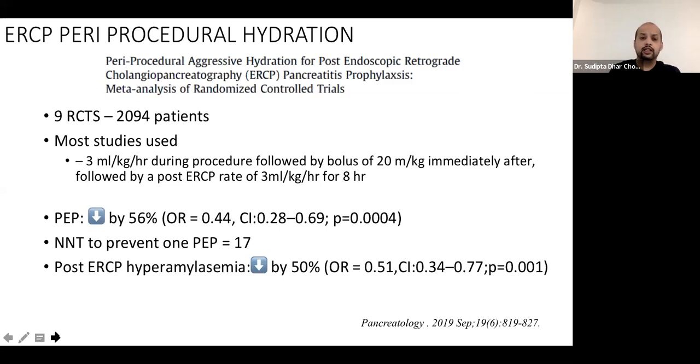With this, there was a 56% risk reduction of post-ERCP pancreatitis, and the number needed to treat to prevent one episode of post-ERCP pancreatitis was 17. More importantly, none of the individuals who received the high volume of fluid developed features of fluid volume overload.